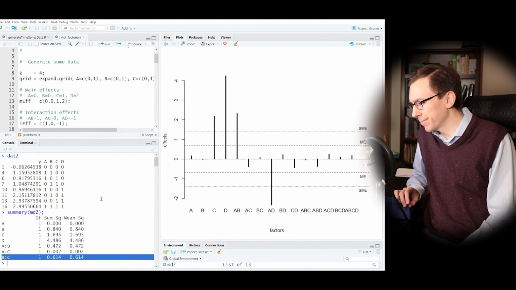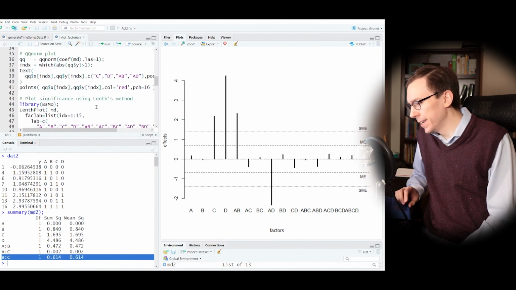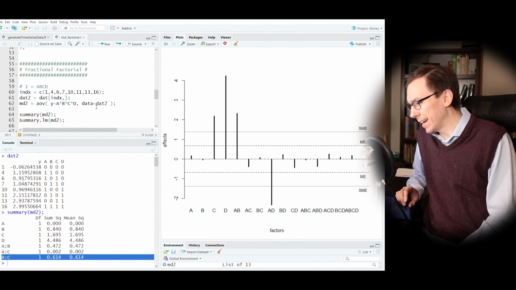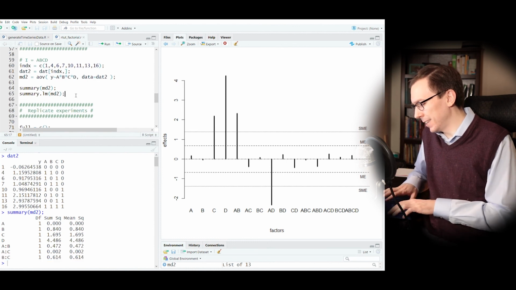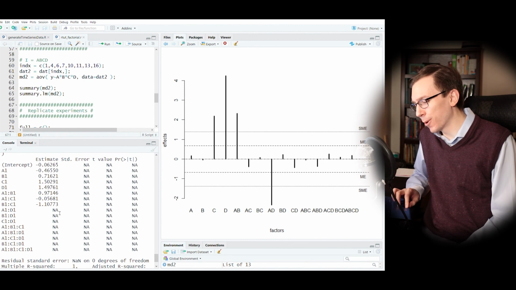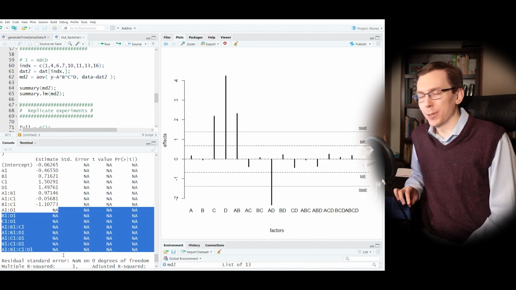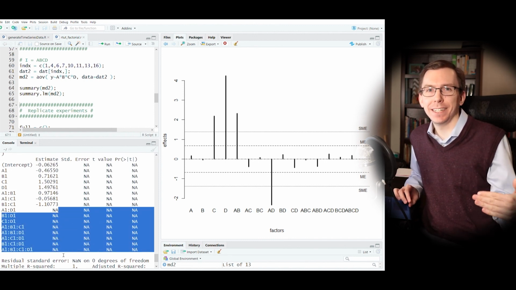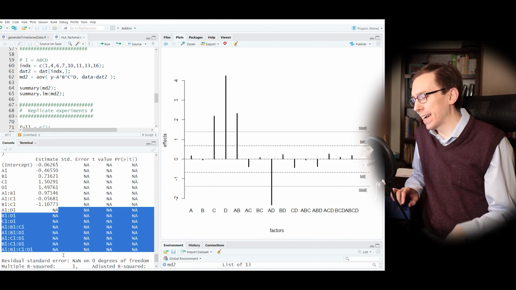Yeah, good. Okay, so now we have that. Let's look at the linear model, the estimation of the main and interaction effects. So again, we have even more NAs now because we can only estimate half of the main and interaction effects in our model.